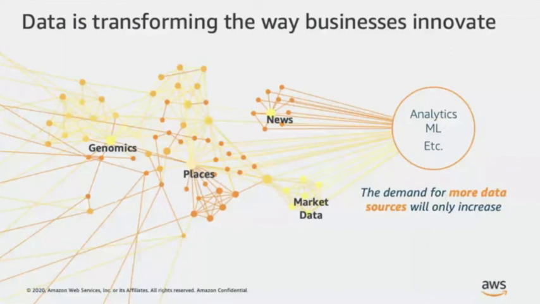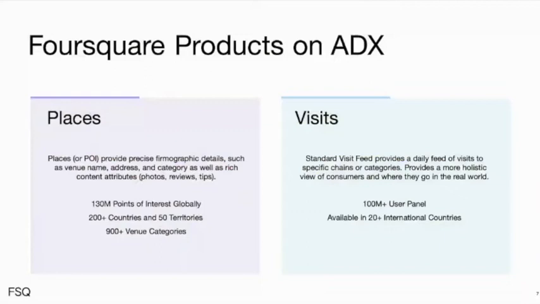And today's demo, excuse me, will be based mostly on the Foursquare products, the places and visits. This is 130 million different points of interest, 200-something countries, a lot of different categories of POIs, and then of course the visit data from individuals.